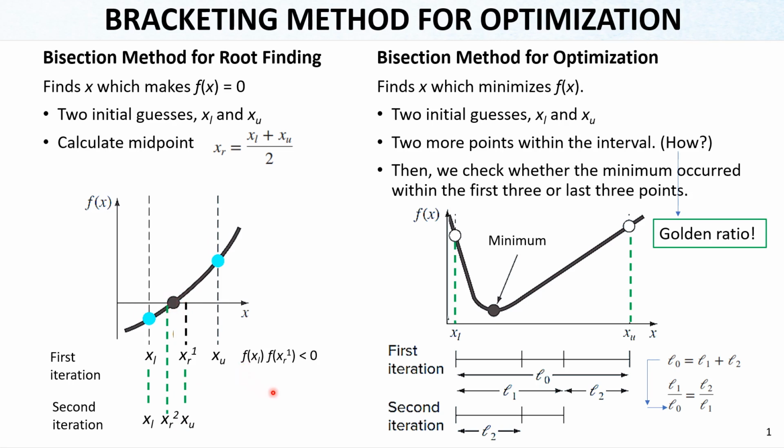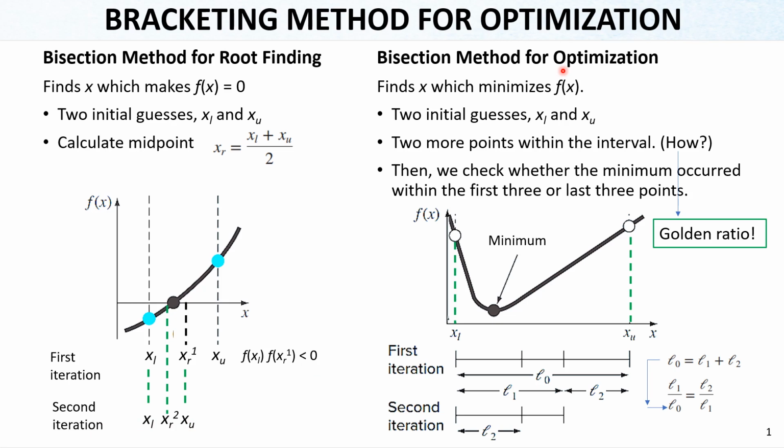And the multiplication of the lower bound and the function value of the midpoint, if this is smaller than 0, then based on that we make a decision of having, okay, change the upper bound. Then if this is greater than 0, then change the lower bound, and then we go to the second iteration.